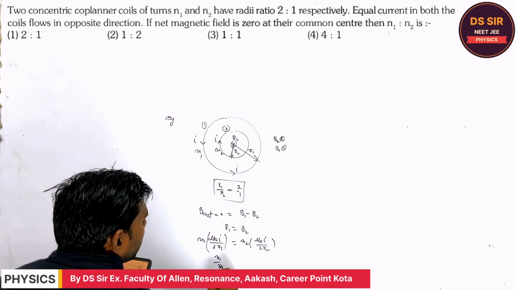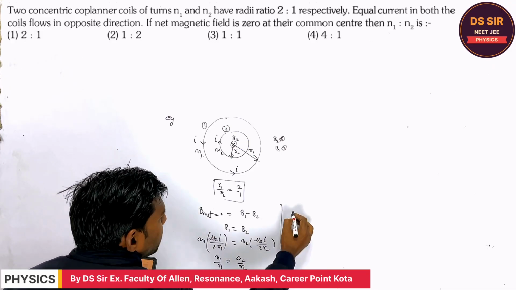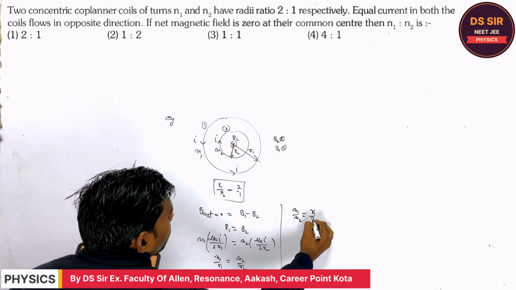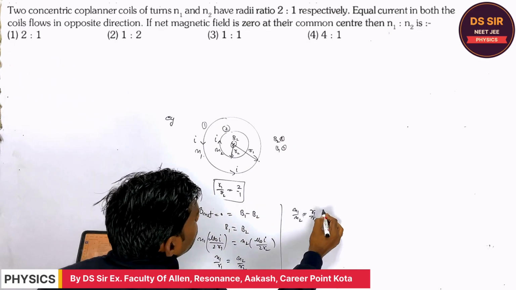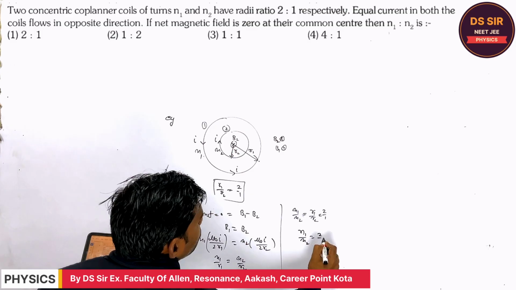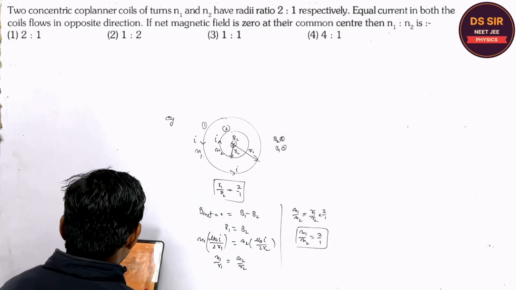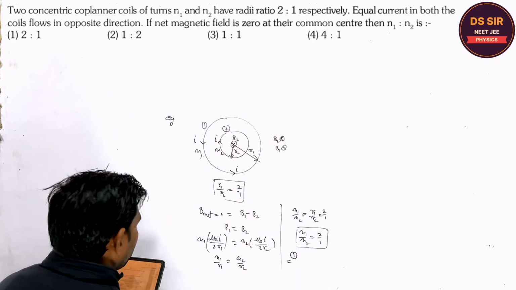So N1 upon R1 must be equal to N2 upon R2, which implies that N1 upon N2 must be equal to R1 upon R2, right? And what is R1 upon R2? It is equal to 2:1. So N1 upon N2 is equal to 2:1, which is the correct answer. So the first option is the correct option.